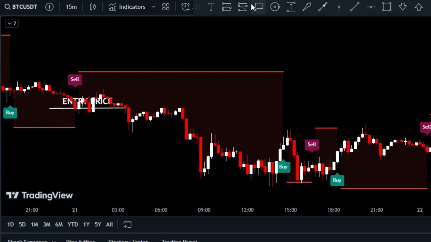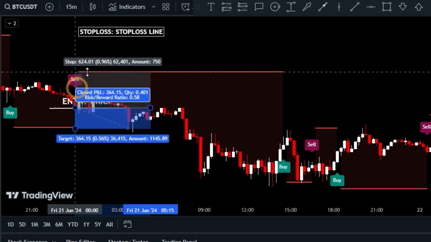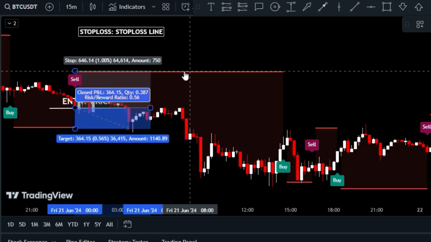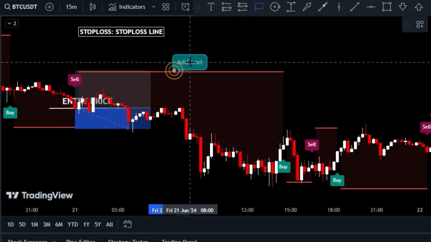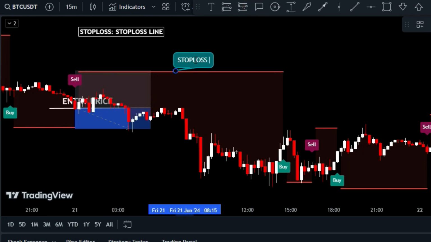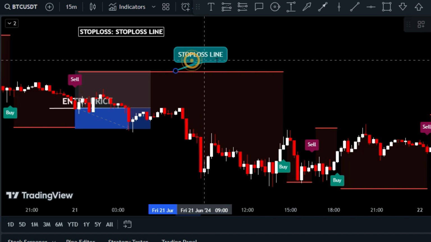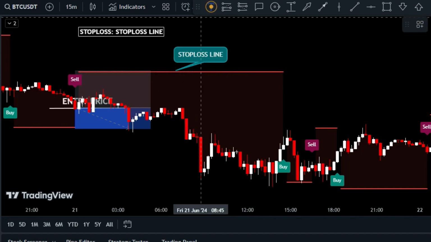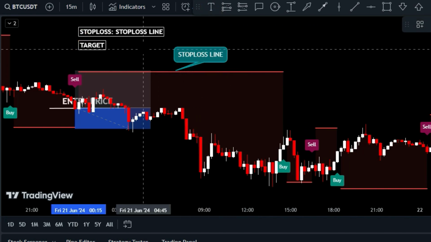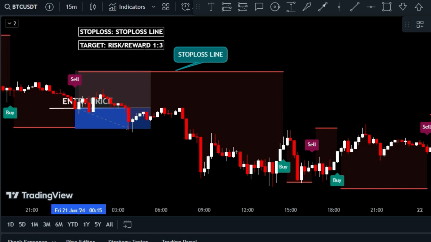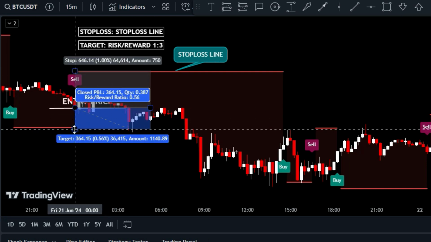Put your stop loss right above the stop loss line that the Black Peacock indicator draws. For the take profit, aim for a risk to reward ratio of 1 to 3. This means for every dollar you risk, you're hoping to make $3 in profit.